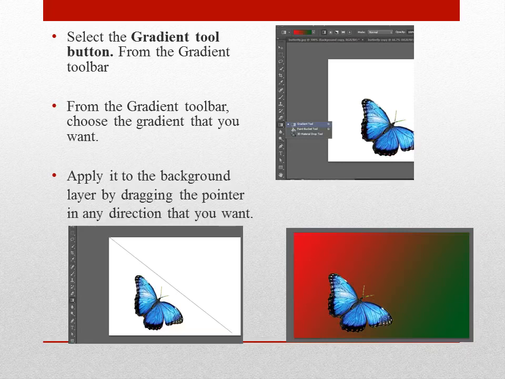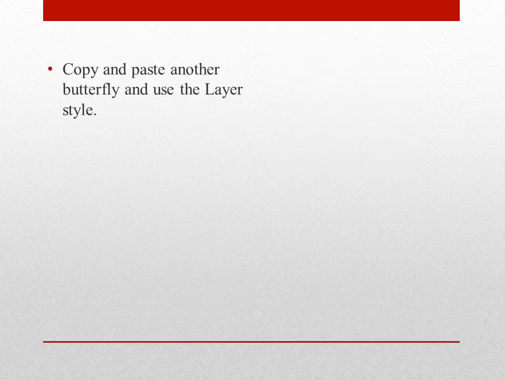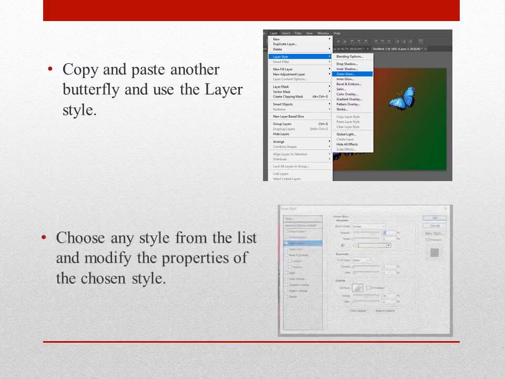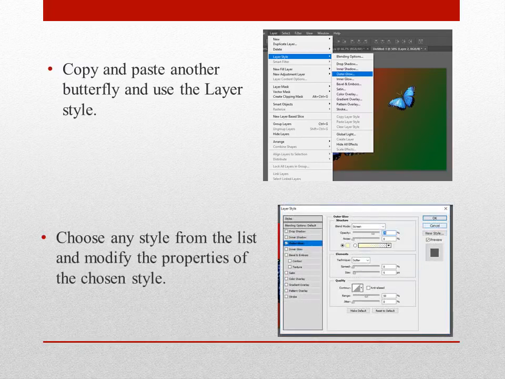Now I want you to copy and paste another butterfly and use the layer style. So go to the Layer menu bar, Layer Style, and let's choose Outer Glow. Choose any style from the list and modify the properties of the chosen style. So you can change the opacity and the blend mode, so that you will be able to see the effects of this. And once you're done, press OK.